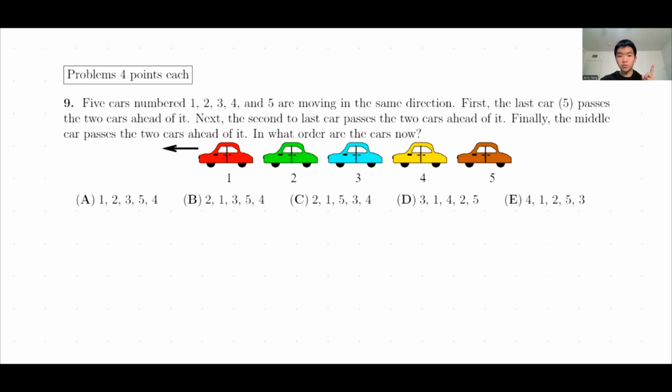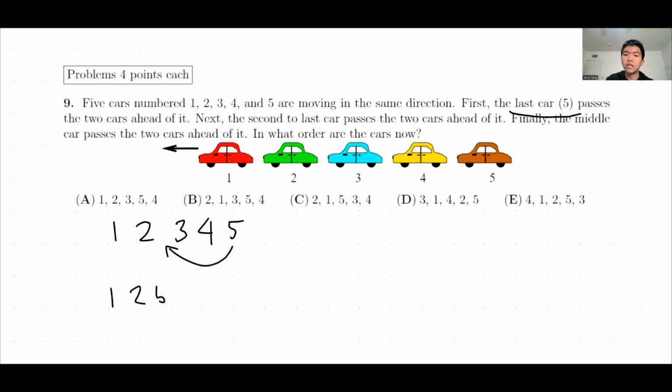Now, a tricky thing about this problem and what they're trying to get you to do is you might think that the second to last car is going to be number 4. But as we write out all of these sequences, you'll realize it's not going to be number 4. And the middle car is probably not going to be car number 3 either. So with that, let's get started. Let's start with our starting arrangement. We have 1, 2, 3, 4, 5. So pretty basic. The last car passes the 2 cars ahead of it. So 5 goes up here. Then we have 1, 2, 5, 3, 4.